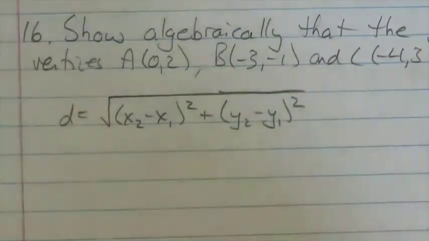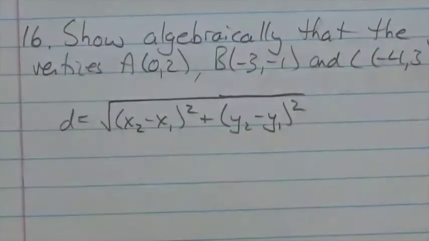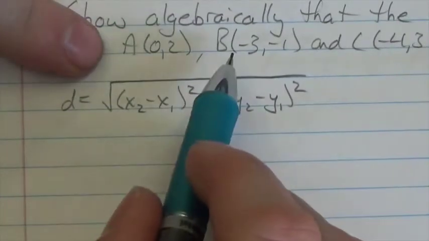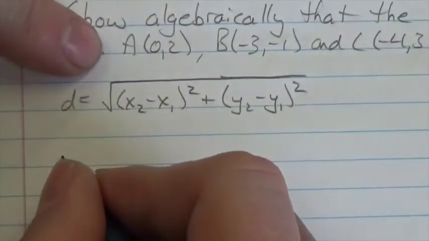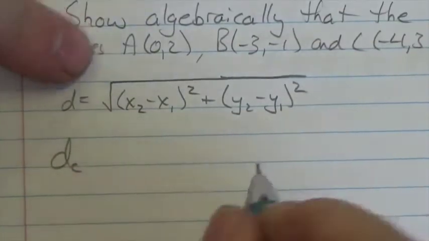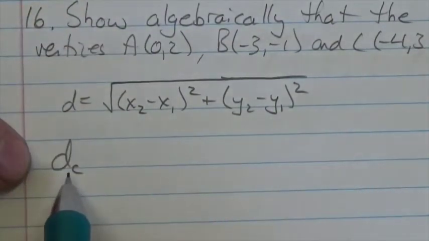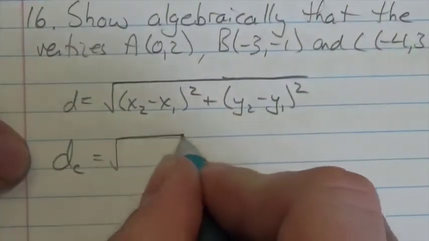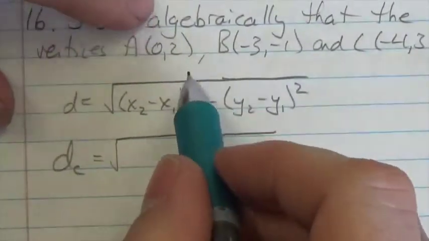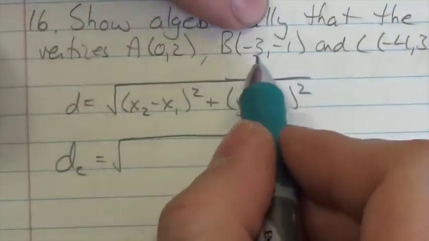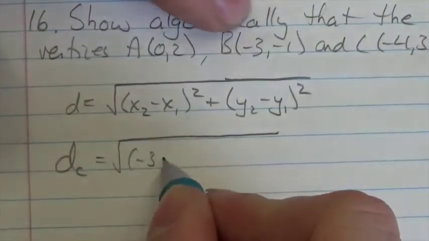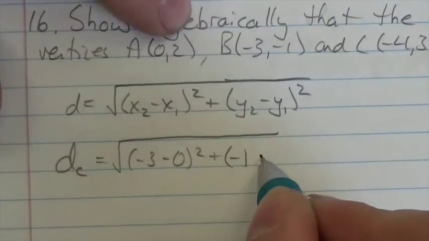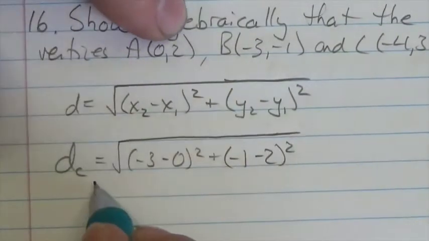So now we're just going to take pairs of points here. Now bear in mind how this would work. If I'm going to figure out the distance from A to B, that's going to be the length of line segment C in that triangle. I'll do it like this. If I compare A and B, so x2, negative 3 minus 0 squared plus negative 1 minus 2 squared.